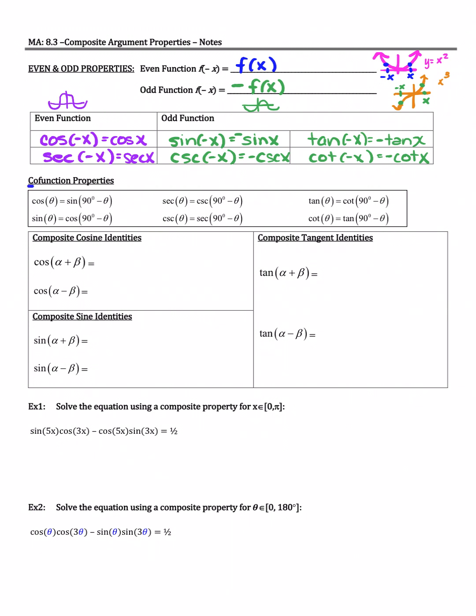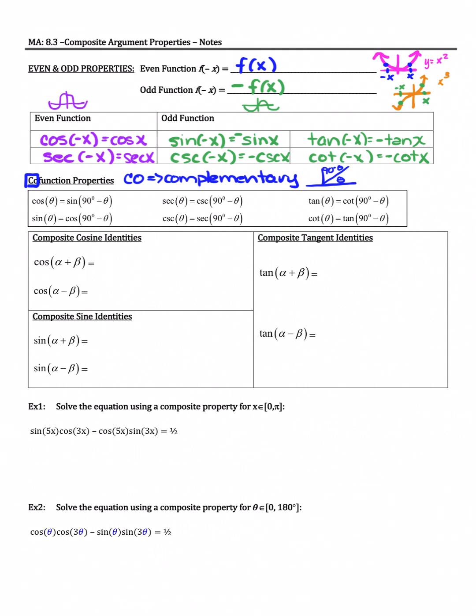Then you have your co-function properties. Co, in this case, means complementary. I don't know if you remember from geometry, two angles that are complementary both add up to 90 degrees. So your co-function properties, like cosine and sine, it's basically the same graph, but it's a 90-degree horizontal translation of each other. So I'm not going to really say much about these. Again, we will be verifying them using the composite properties that we're about to go through.